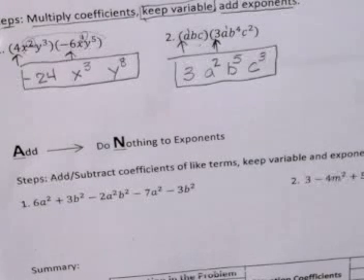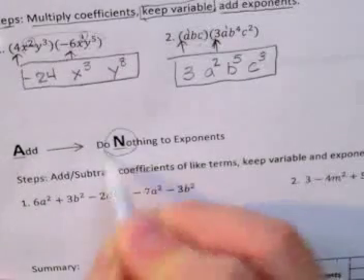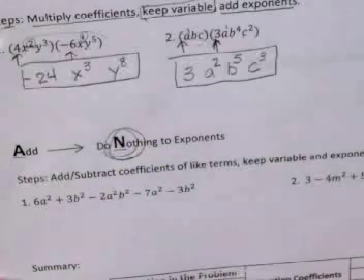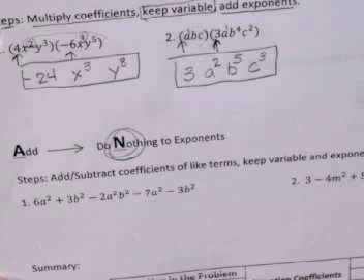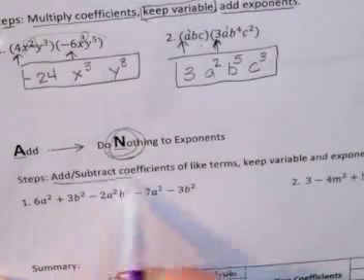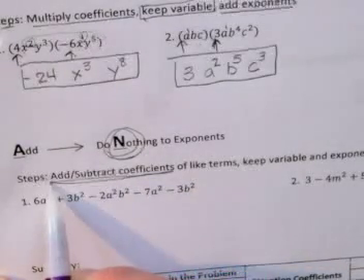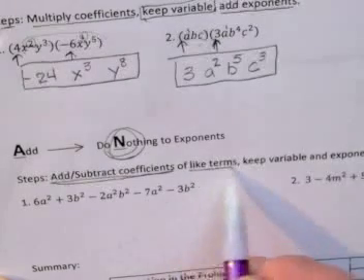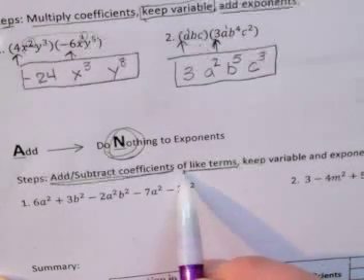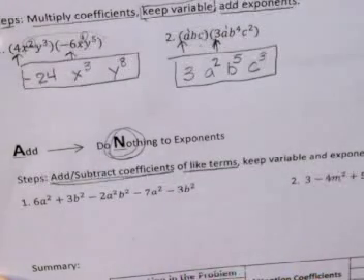In this video we're going to explore what we do when we are adding polynomials. And you'll notice the rules say when you add, you do nothing to the exponents. Be careful. It's so tempting to want to add them, but we don't. Let's look at the steps. When we're adding polynomials, we want to add and subtract the coefficients only, and of like terms only. So what does that look like?